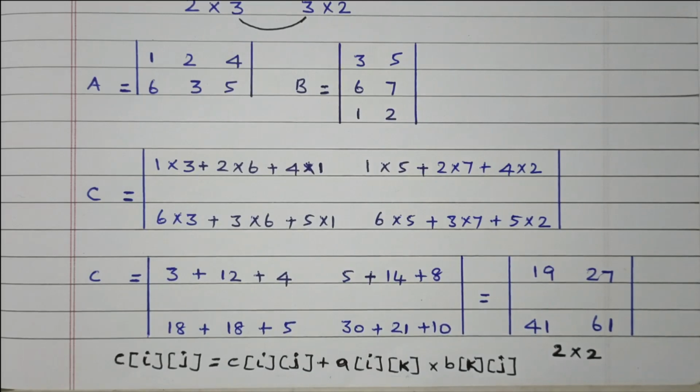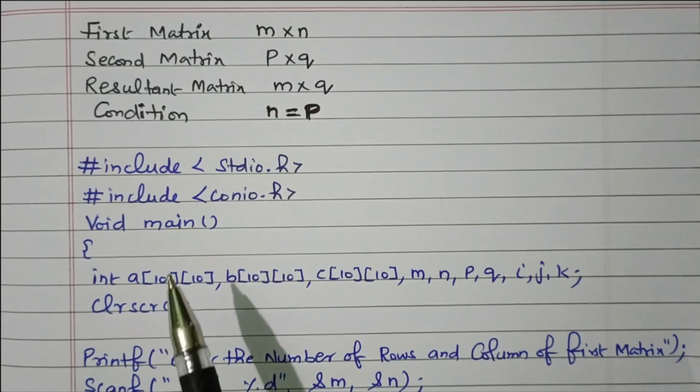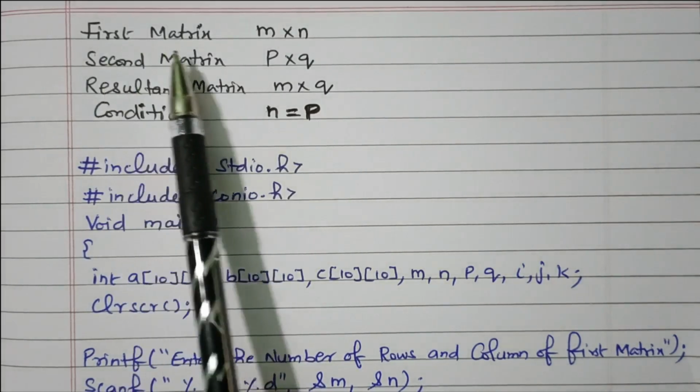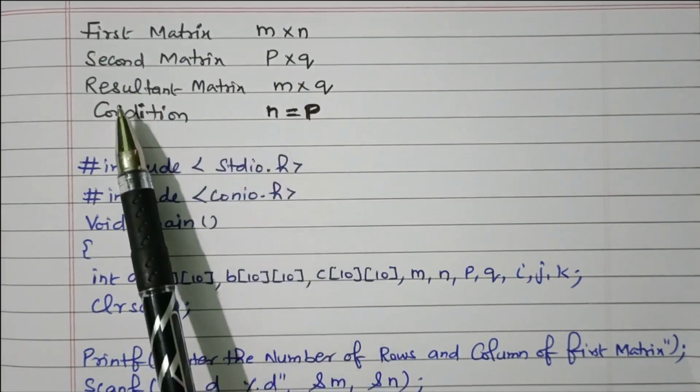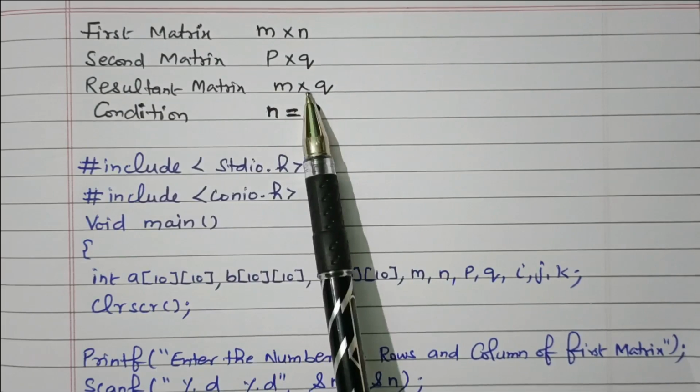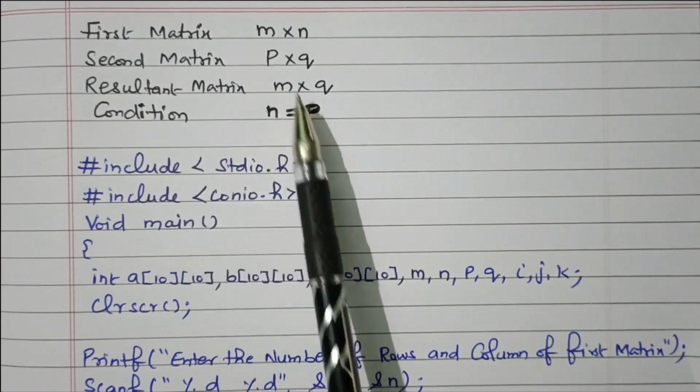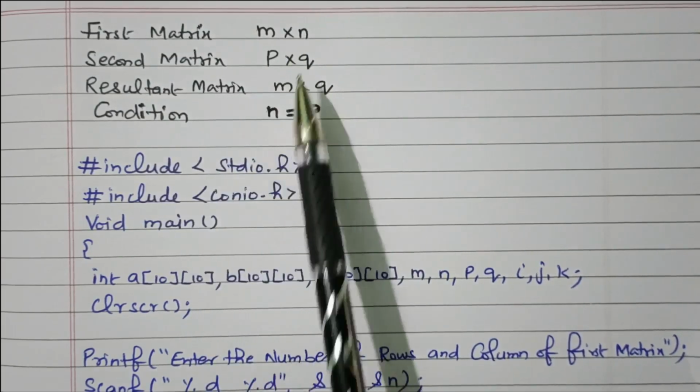Right? So here we have now discussed how to perform matrix multiplication, what the process is, what the condition is, what the dimension of the resultant matrix is, and what the expression is. Based on that, we can go for the program. So we'll start the program. The first matrix is M into N dimension. The second matrix dimension is P into Q. The resultant matrix is M into Q. The condition is N equal to P. The resultant matrix is M into Q.